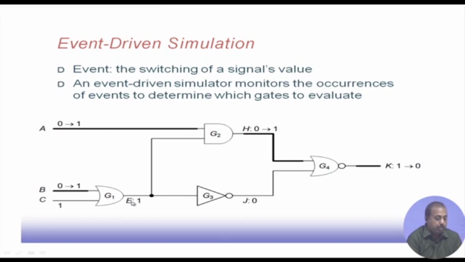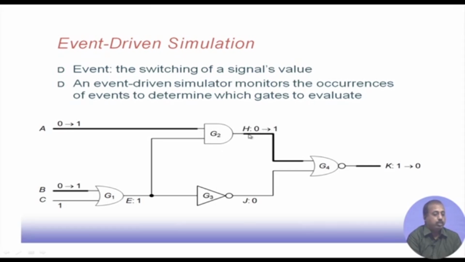If the E value remains unaltered, that means wherever it goes, that need not be simulated. This E value comes to G3, and since G3 does not have any other input, G3 need not be simulated again. But G2 has got two lines in it, A and E. Out of that, E does not create any event, but A creates an event. So this node G2 has to be resimulated.